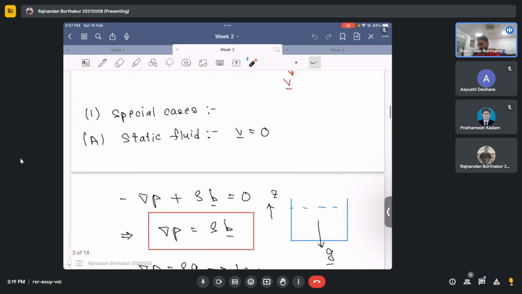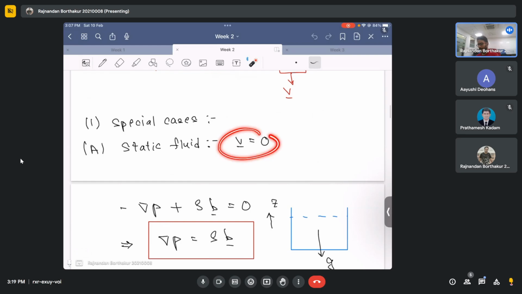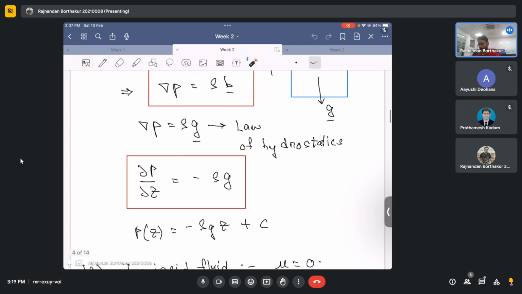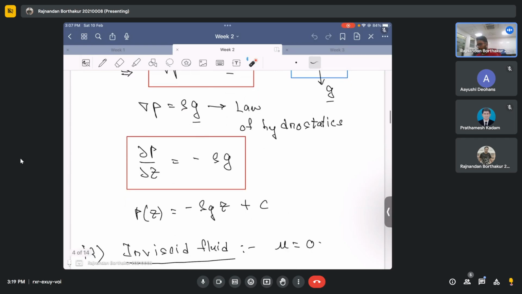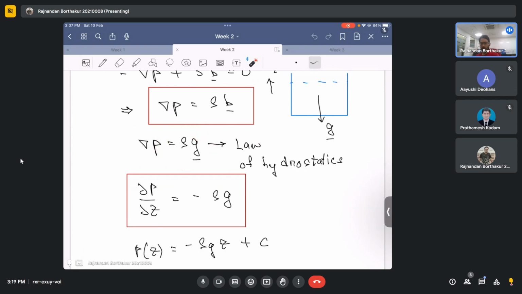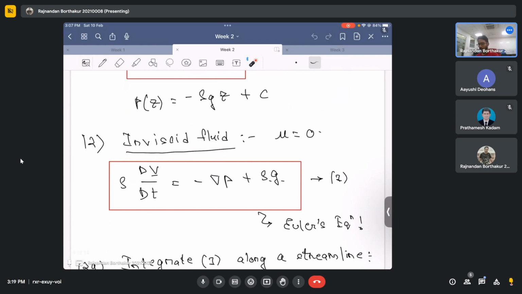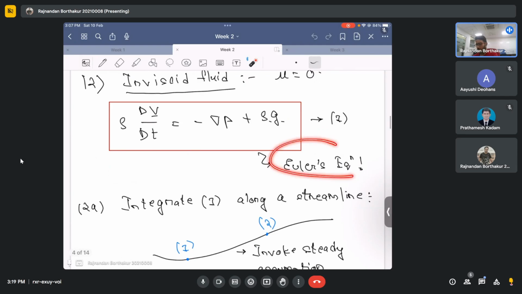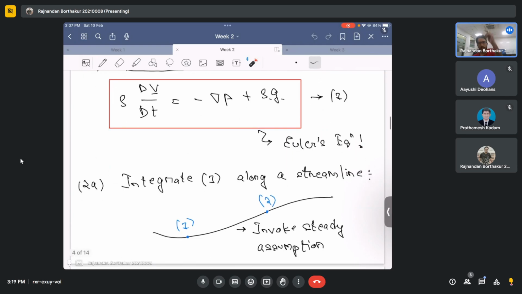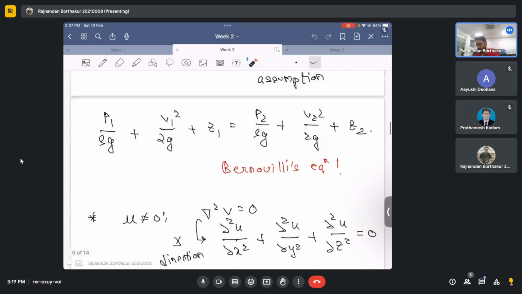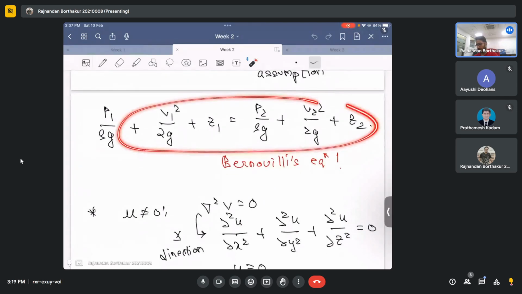Then we looked at certain special cases. What happens when there is a static fluid? We eventually saw that it leads to the law of hydrostatics, where the pressure gradient is balanced by gravity. Then we looked at the special case of an inviscid fluid, where the dynamic viscosity is equal to 0, and we got the infamous Euler's equation. If we integrate Euler's equation along a straight line, for a steady problem, it leads to Bernoulli's equation.